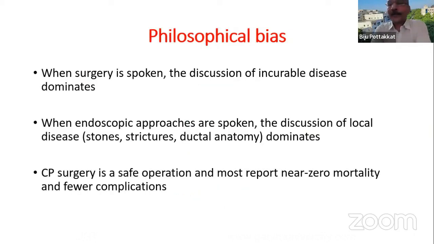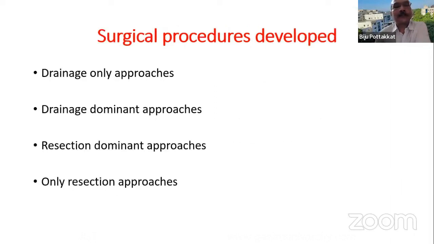Overall, there is a philosophical bias in the surgical procedure. When surgery is spoken, I feel that suddenly the discussion of pancreatitis, we treat it like an incurable disease, an entire pancreas disease. And when endoscopic approaches are spoken, suddenly we talk about ductal anatomy, classifications, stone disease and all that. But at the end, probably in the last decade, chronic pancreatitis surgery became a very safe operation. And very few centers actually report mortality, and we have very few complications overall. So the surgical results have improved tremendously, and this has to be accounted for.